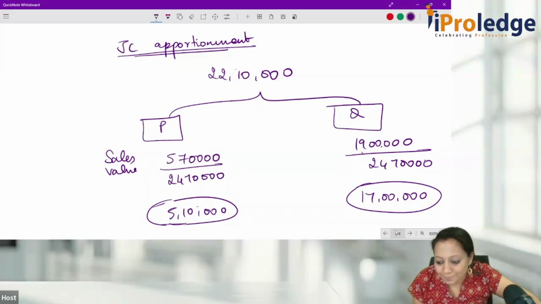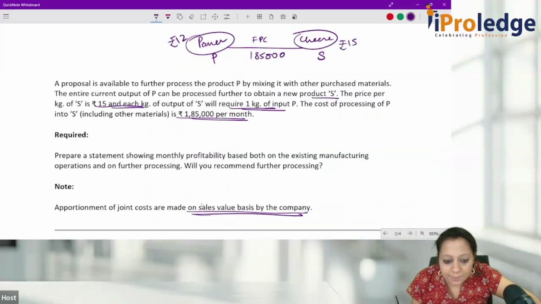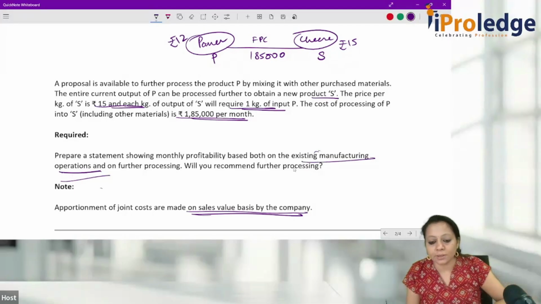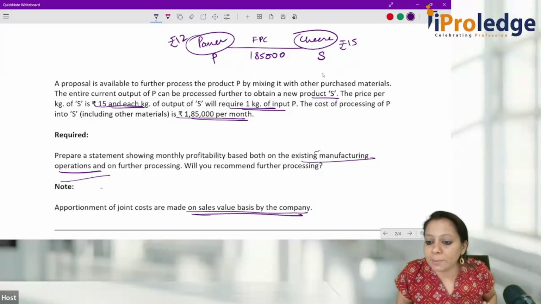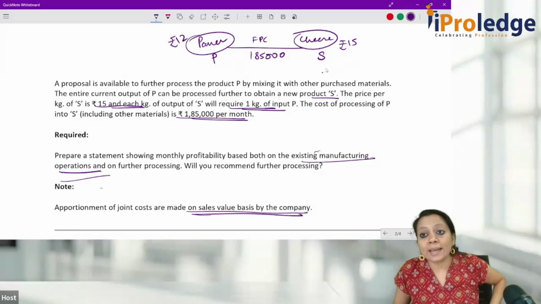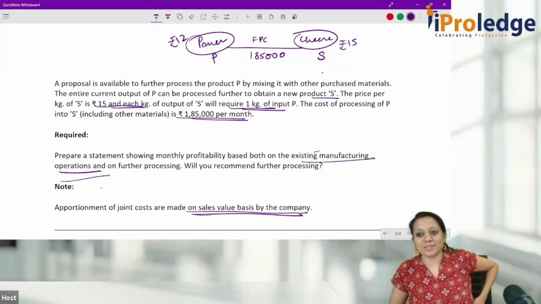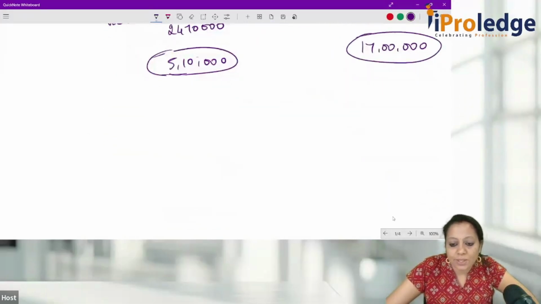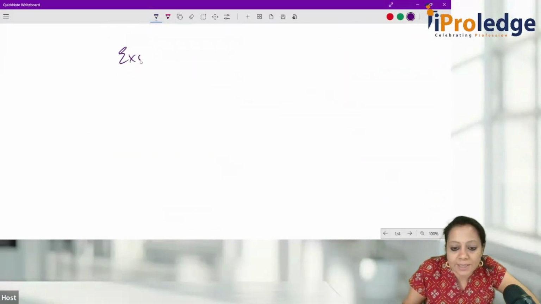Okay. So here, monthly profit based on existing manufacturing operations and on further processing. We should prepare profitability statement for existing P and Q also, and after further processing means S also, because only P is further processed. Q is not further processed as per the question. So existing profitability.